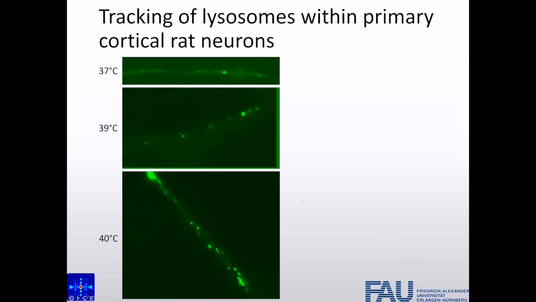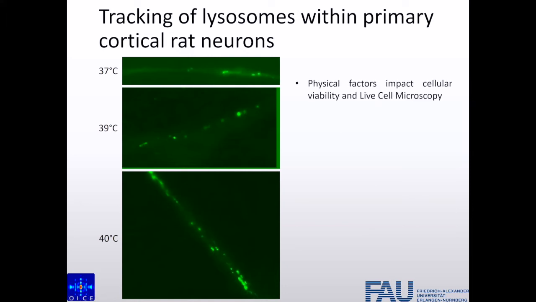In the next step, she narrowed down the range. We image from 37 to 40 degrees, so just in a range of 3 degrees. And already 3 degrees make a big difference. You see here, regular movement at 37, at 39 it's speeding up and wobbling around. And at 40 degrees, of course, because of the drop in ATP, there's no more movement of the lysosomes. So this is, I would say, preliminary data, but of course we see an effect of temperature.